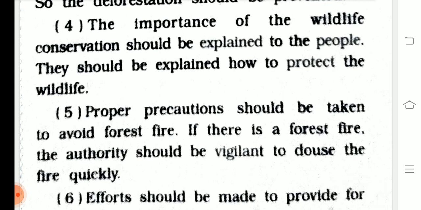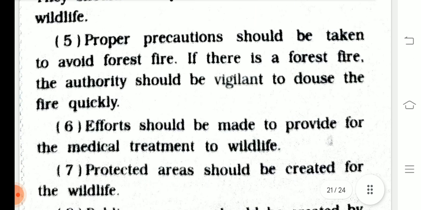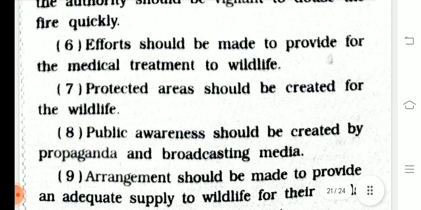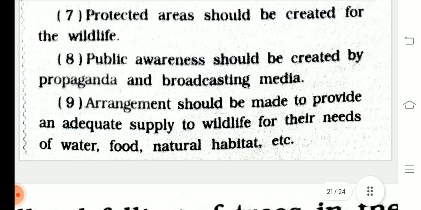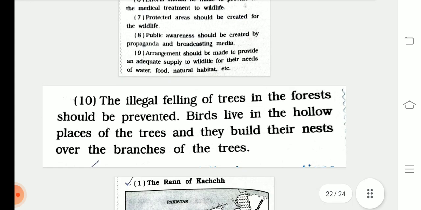Proper precautions should be taken to avoid forest fire. If there is a forest fire, the authority should act quickly to douse the fire. Efforts should be made to provide medical treatment to wildlife. Protected areas should be created for the wildlife. Public awareness should be created by propaganda and broadcasting media. Arrangements should be made to provide an adequate supply of water, food and habitats for wildlife. Tenth point, the illegal felling of trees in the forest should be prevented. Birds live in the hollow places of the forest and they build their nests over the branches.